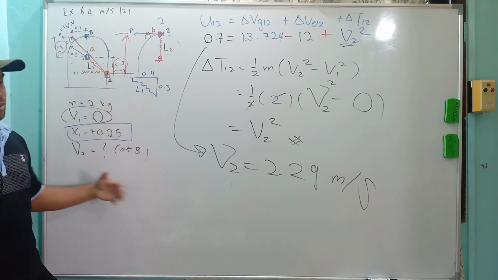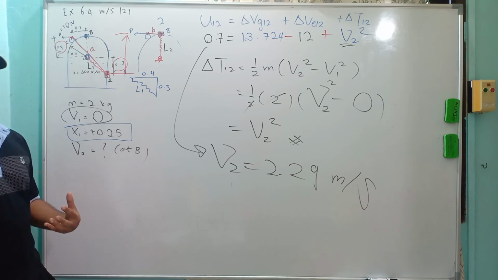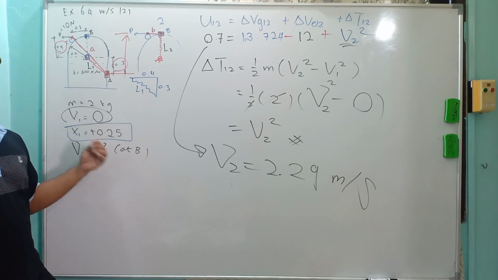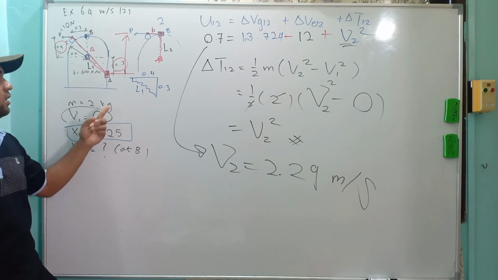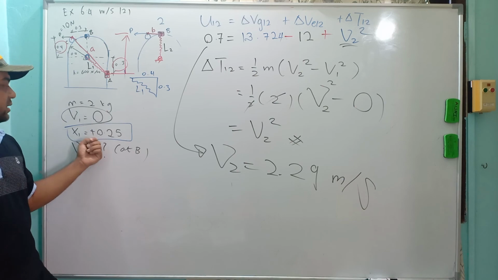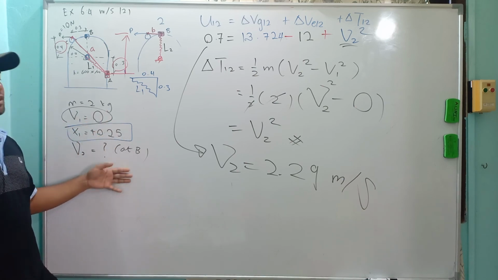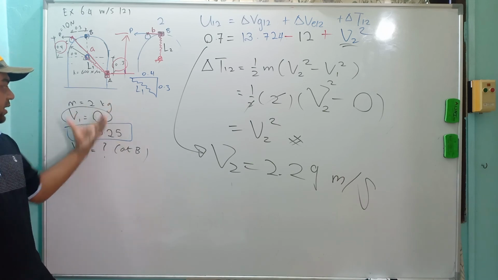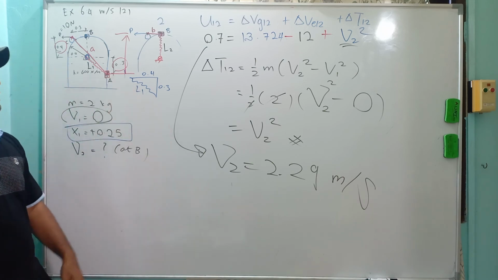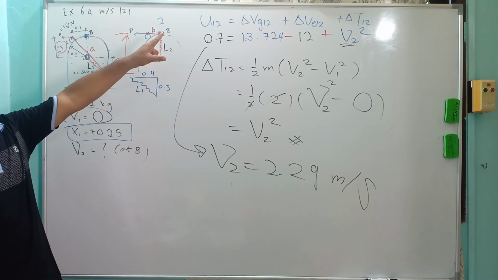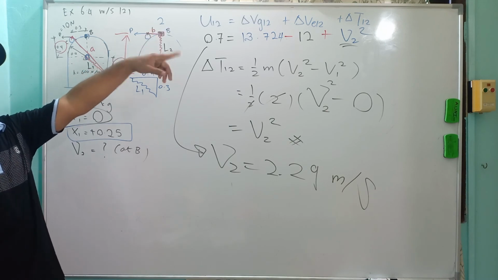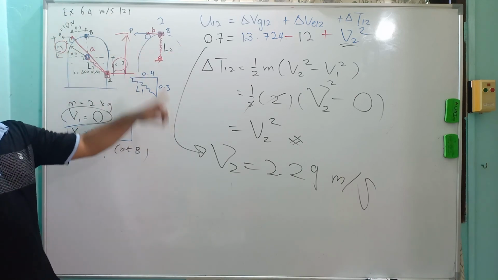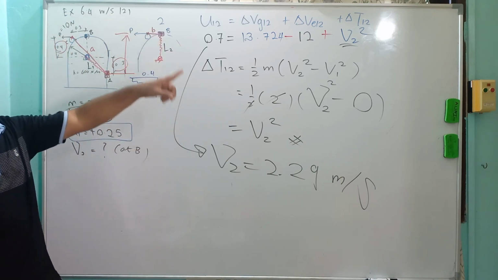Second one, read the figure, read the sentence given and come up with the information. So like this one, you have the mass, you have start from rest, V1 is 0. So you put out all the information and put it in the form that you can use in the equation. Then you write the equation. U12 equal to delta VG plus delta VE plus delta T12. Okay, and try to fill in the equation one by one.